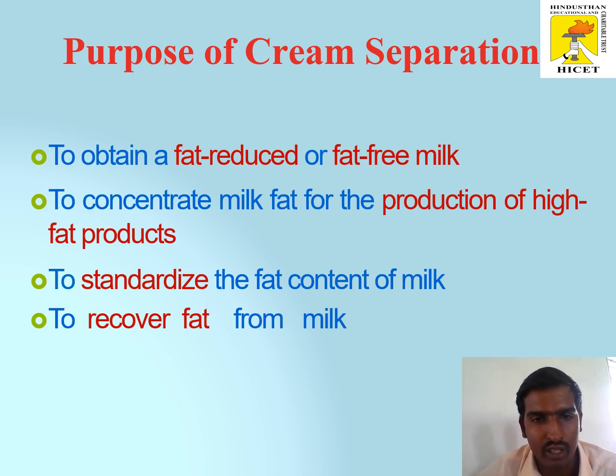The standardization process is adding one or more constituents based upon the end product we are going to make, and concentrating the milk for the production of high fat products. High fat products, for example butter, cheese, and sometimes ice cream, contain a cream that has a fat percentage of 40 to 50%, and to obtain fat reduced or fat free milk. So if we remove the fat from the milk, the milk can be sold as skim milk, and we can also obtain skim milk powder.